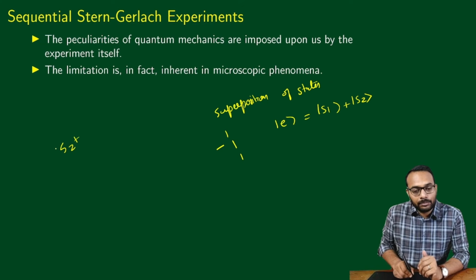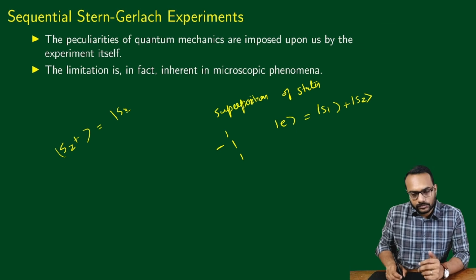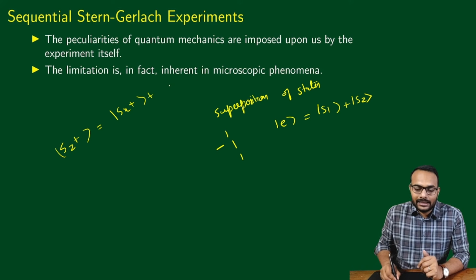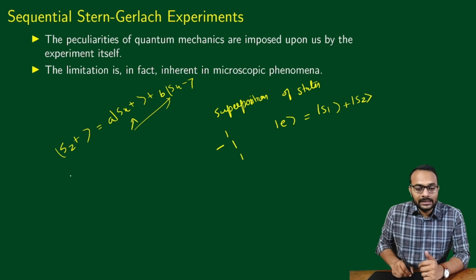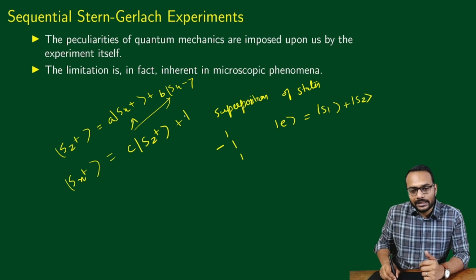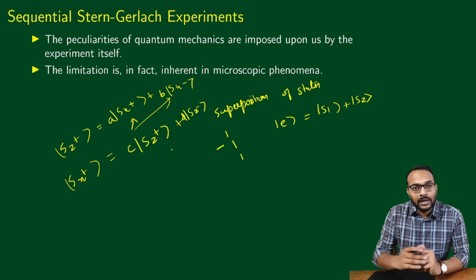If you have an Sz plus beam, it actually has simultaneously Sx plus and Sx minus components. But when you make a measurement, we'll never see it in superposition. It reduces either to this or to this possibility. Similarly, if you take an electron characterized by Sx plus, you will see that it's simultaneously in the Sz plus state and the Sz minus state. This is the reason for this kind of uncertainty appearing.